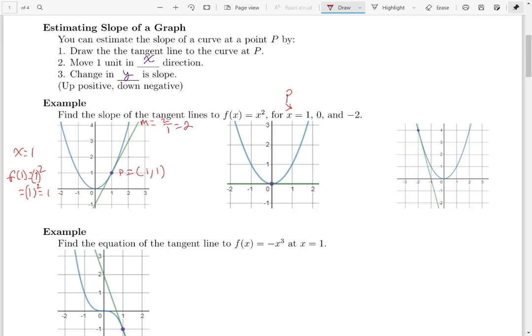And so specifically the slope of the tangent line to the function f of x equals x squared at the point 1, 1 is 2. So that's the slope of the tangent line at that point.